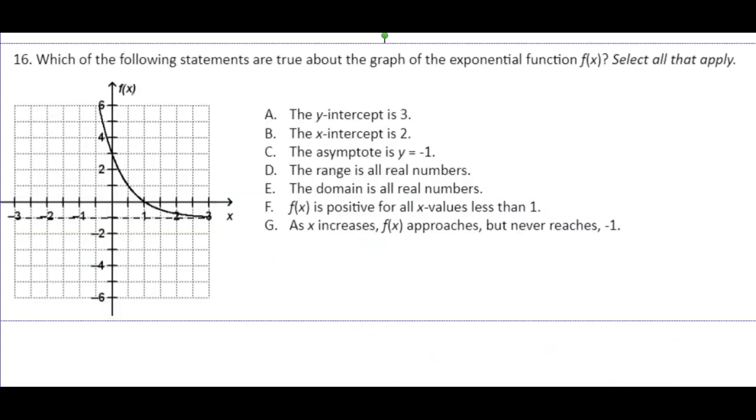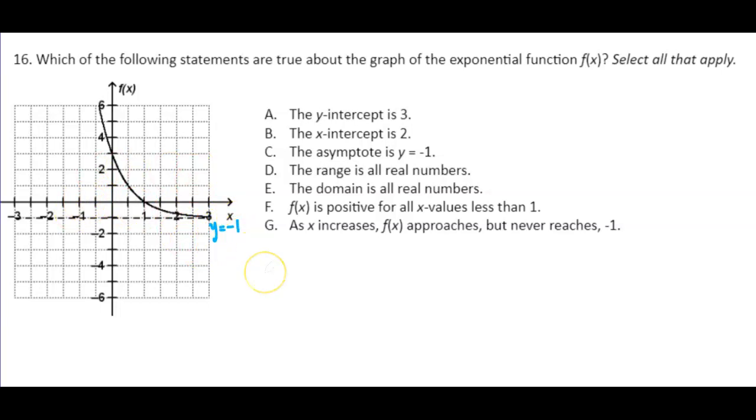All right, which of the following statements are true about this graph? First of all, this is an exponential. Keep that in mind. It's got that horizontal asymptote at y equals negative 1. It is not flattening vertically, only horizontally. So let's look at A. We're choosing all that are true.